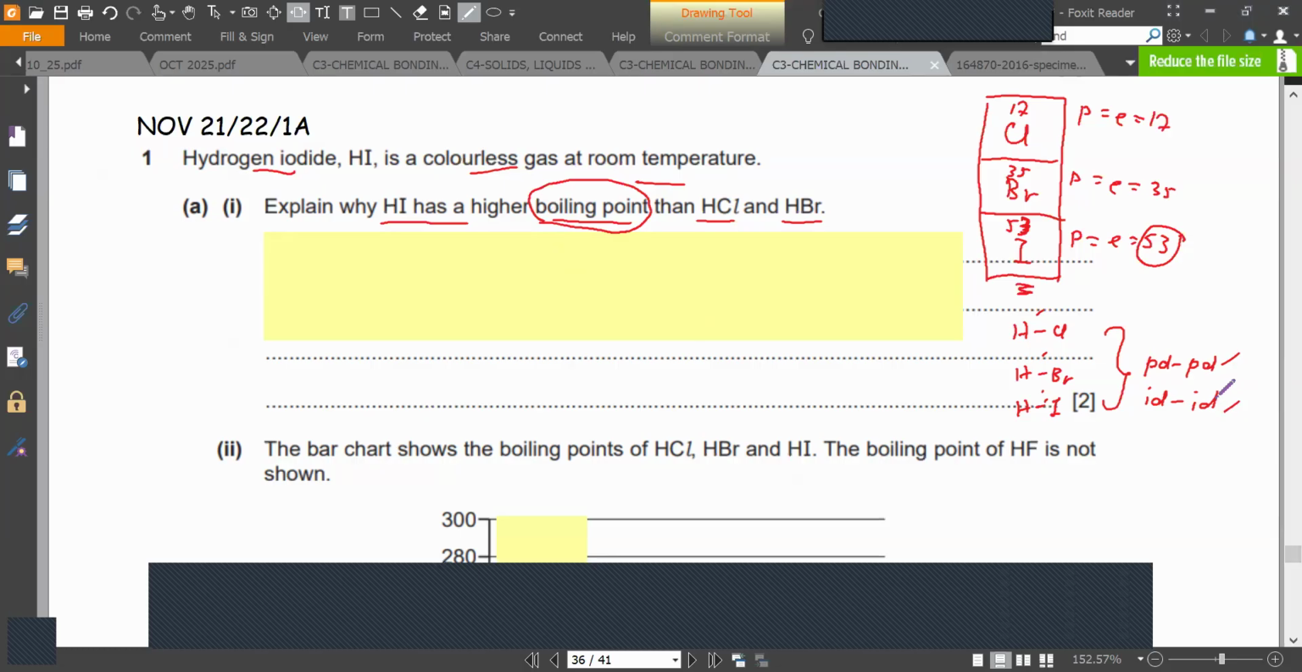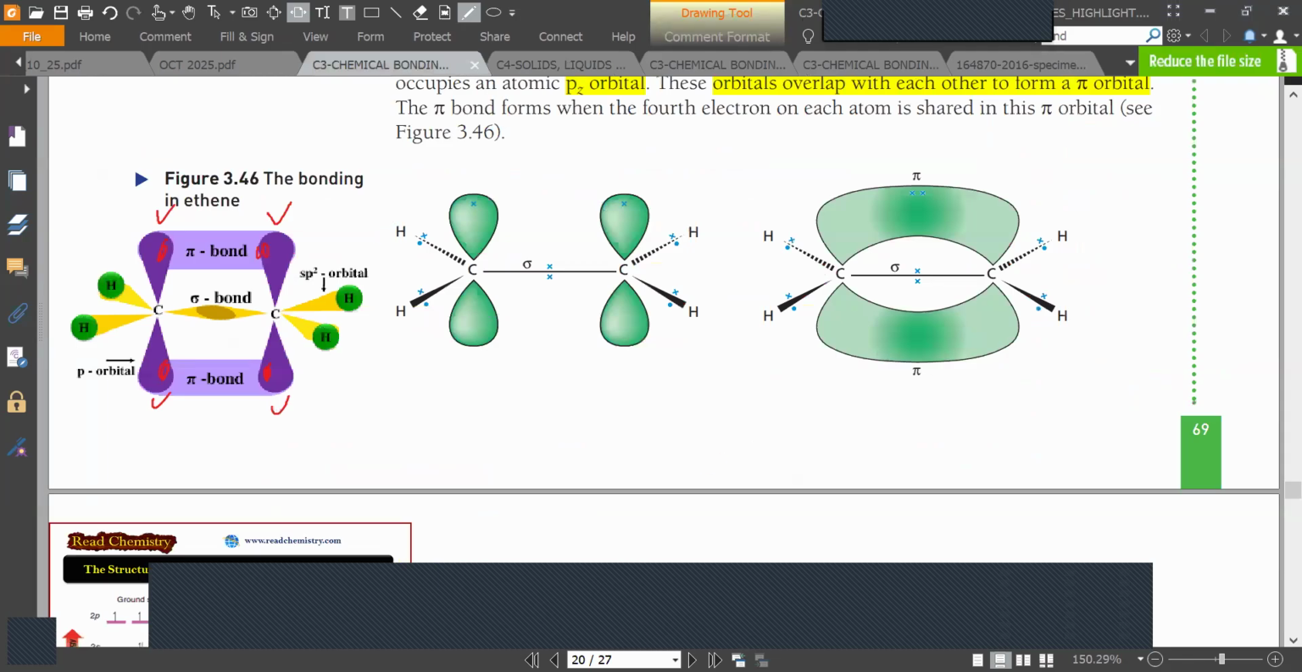If it is the permanent dipole, in this case they are almost similar. So which one is going to have a stronger permanent dipole? Which one has a stronger dipole? The one that has a stronger dipole will be, okay, let us check.